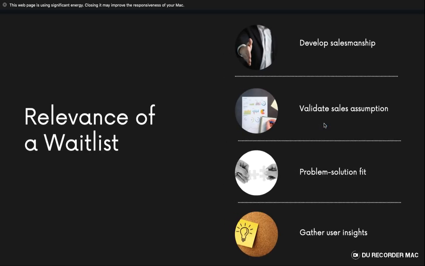Then the second one is about the wait list. Is it for every business? Does every startup need a wait list? Does every product need that wait list?